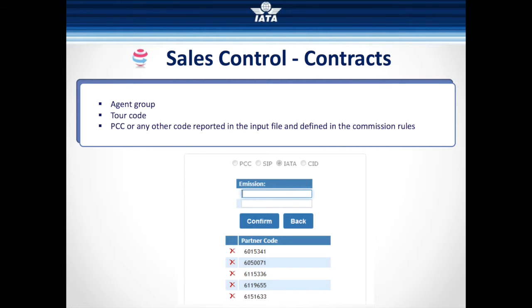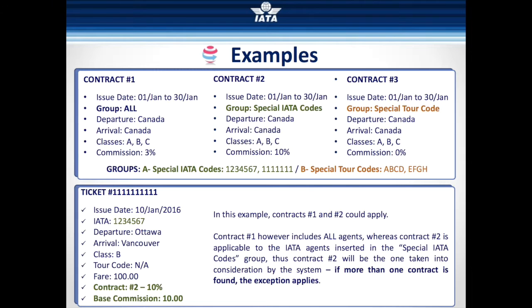Now we jump straight into a few samples of how the sales controls and the commission controls would apply the commissions to the tickets. So let's jump into a simple contract sample, so we can show how we apply the contract and show what the end result would look like.